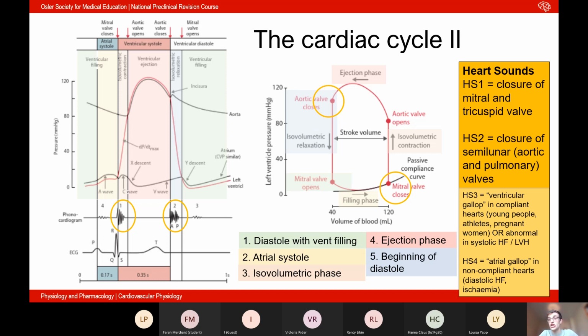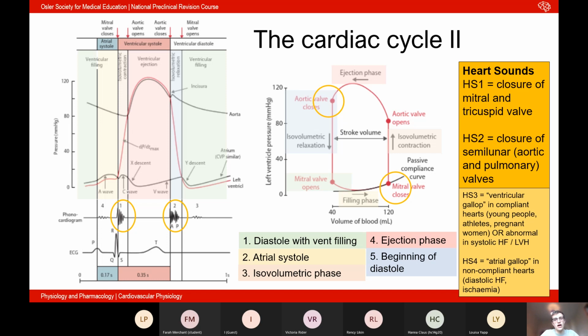And then the whole circuit, if you like, starts again with complete relaxation, and you get atrial filling with passive ventricular filling as well. Now, all of these pressure changes are associated with heart sounds, and this is what you hear when you put your stethoscope to a patient's chest. You auscultate their chest and you can hear the heart sounds.